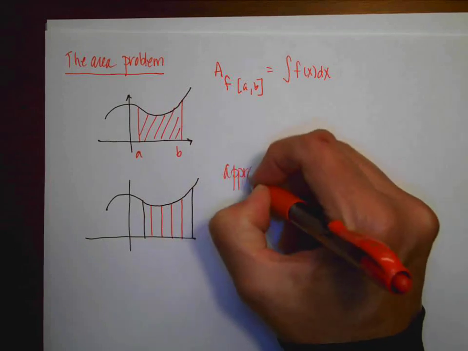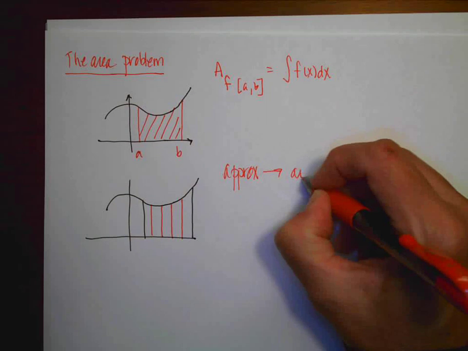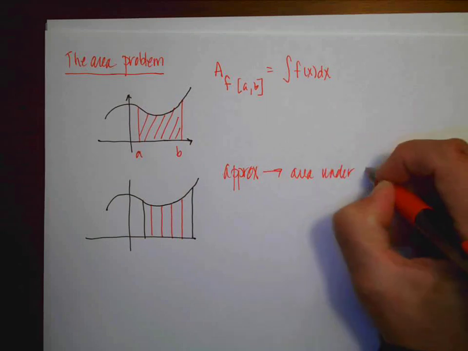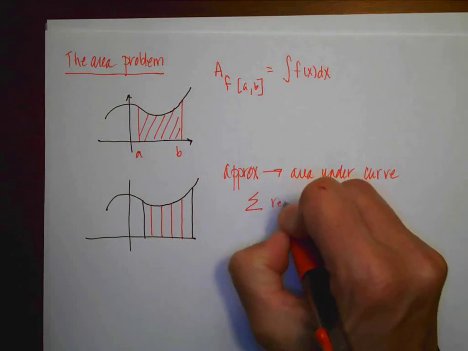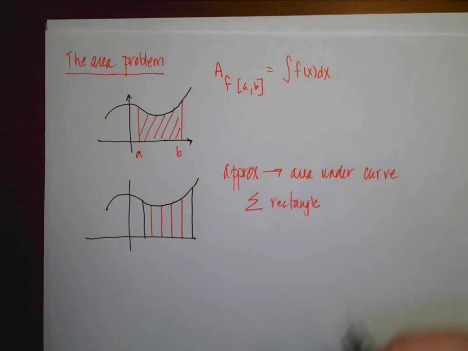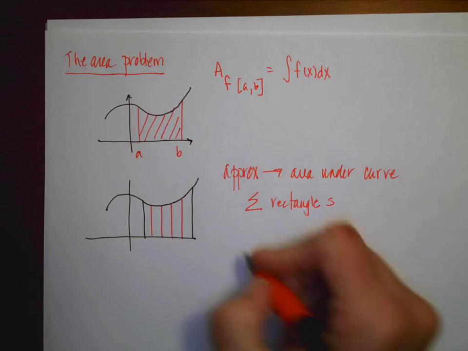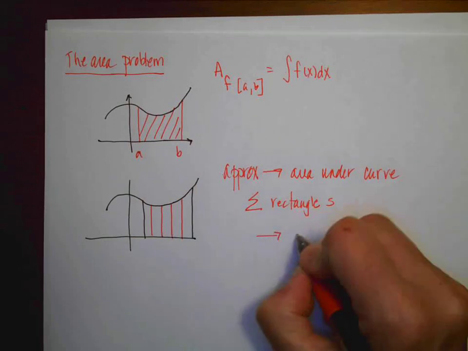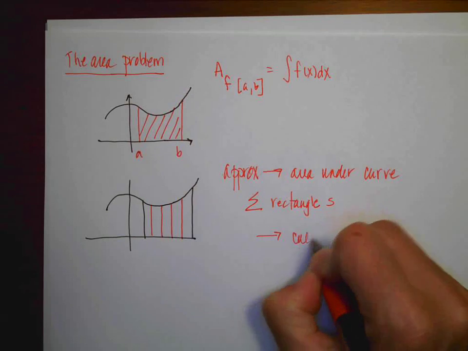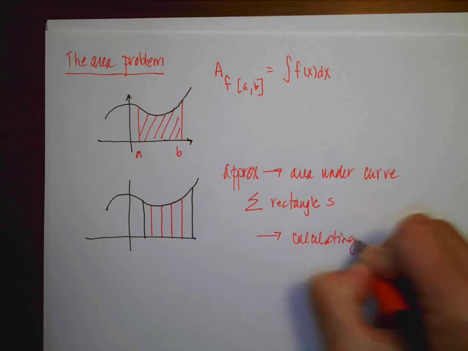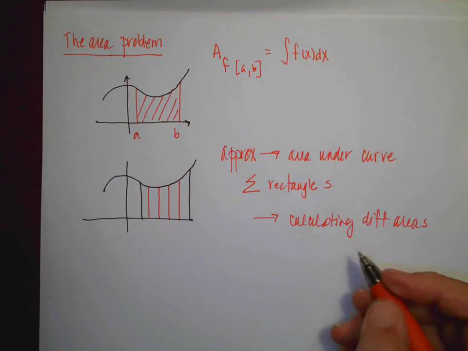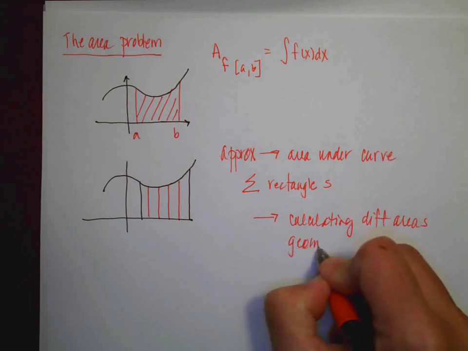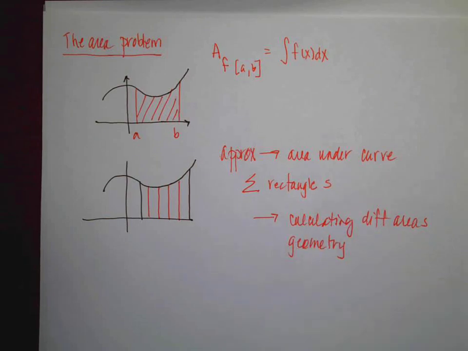So I can approximate the area under the curve, and I'm going to sum some rectangles, okay? Sometimes I can approximate the area under a curve by calculating different areas. And we'll talk about that in a little bit, but I would go back and use my geometry area formulas, and I will give you all of those again.